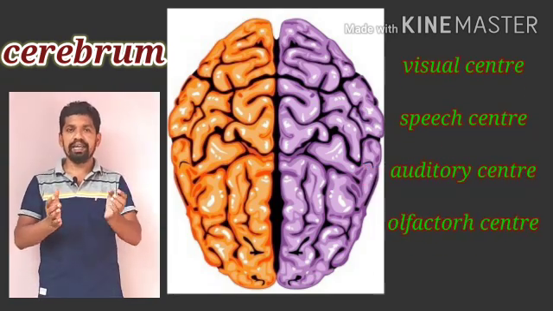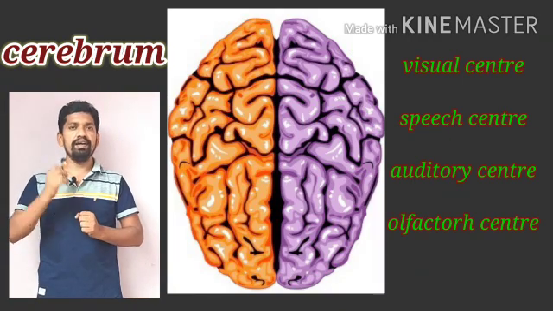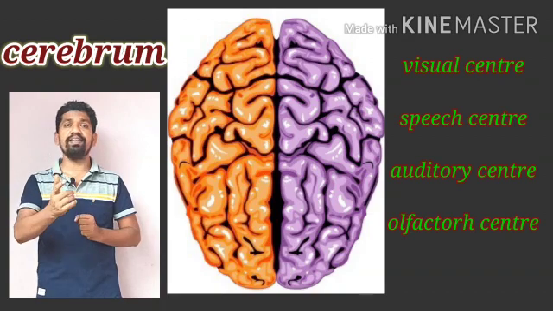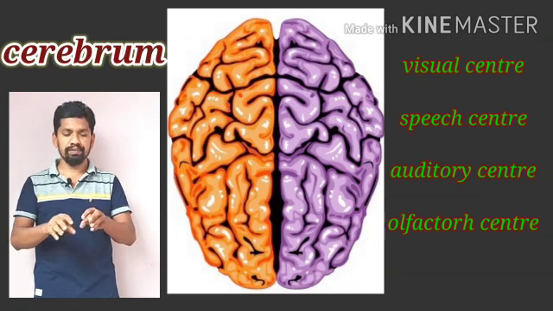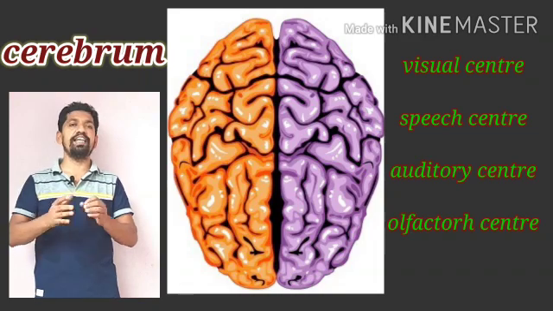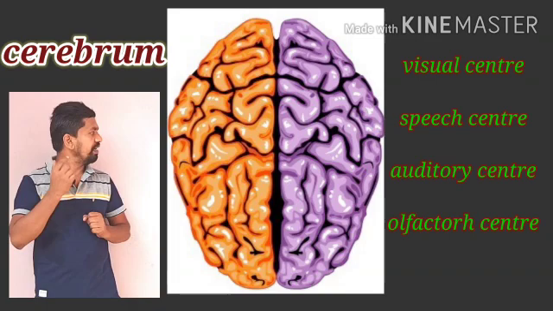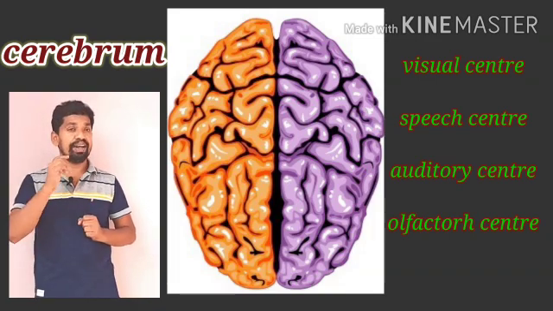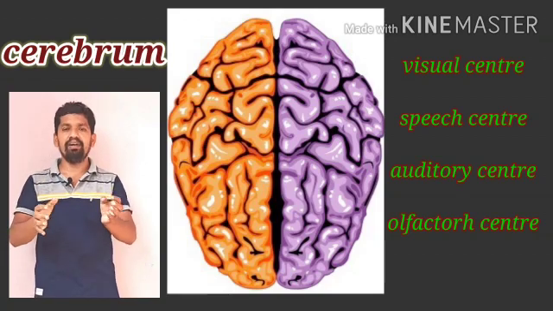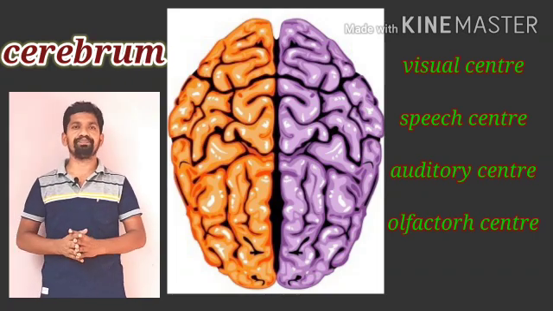For example, the cerebrum has a visual center, speech center, auditory center and olfactory center. So different important sensations are controlled by the cerebrum through different centers. For vision, the visual center; for hearing, the auditory center; for speech, the speech center; for smell, the olfactory center. All these are controlled by different areas of the cerebrum.